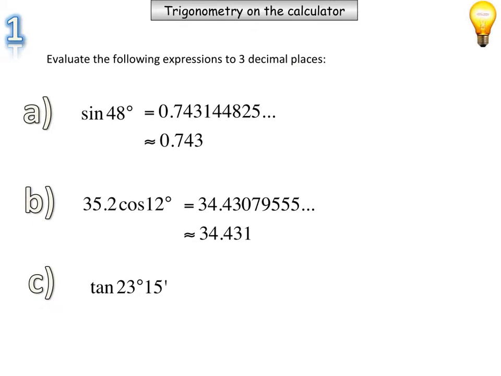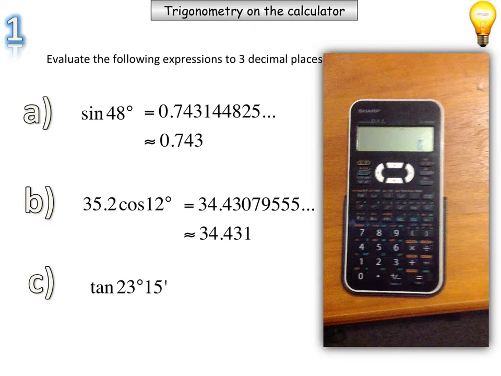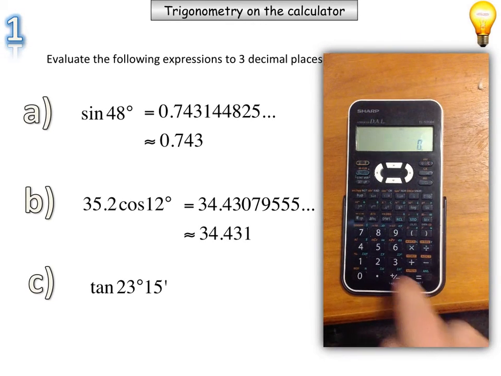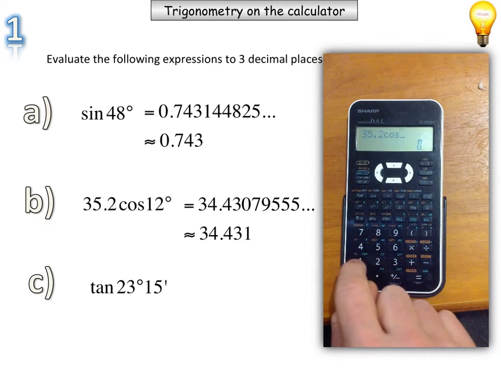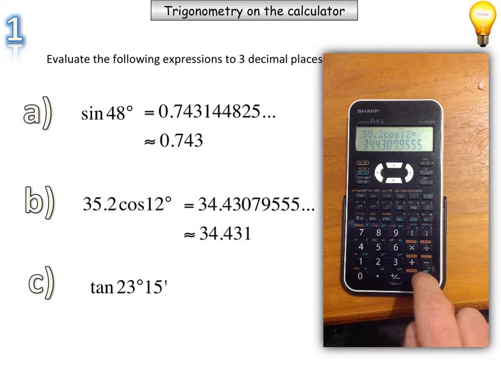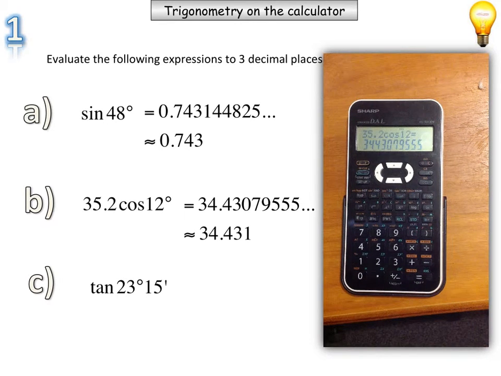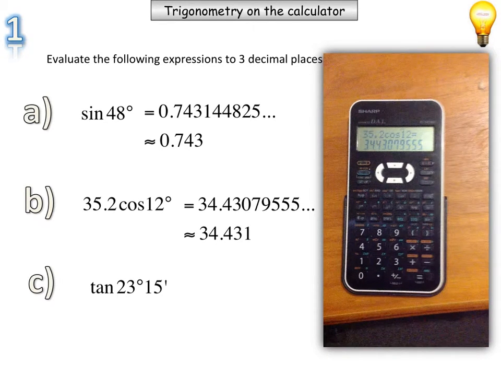The next one is 35 multiplied by cos 12 degrees. So you just type in 35, cos 12. You don't have to press the multiplication button. It does it for you. And then round it to 3 decimal places.